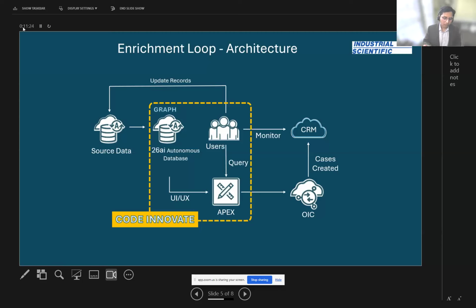At this point on, I think the customer service representatives are able to take action and figure out what has to be done with these customers. Once the data is corrected, it just goes and updates itself into the source data system. So here we've created a very simple enrichment loop.